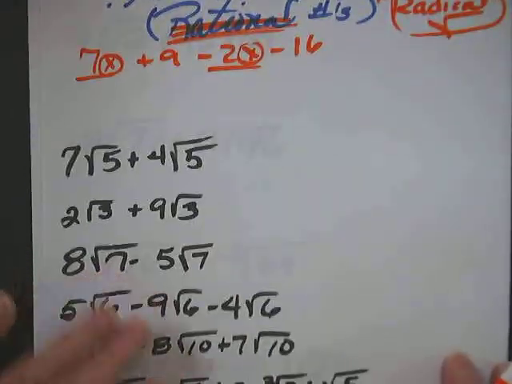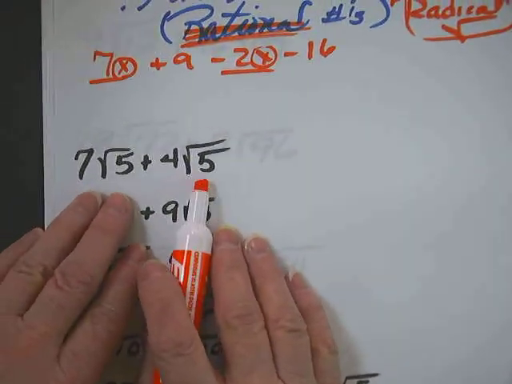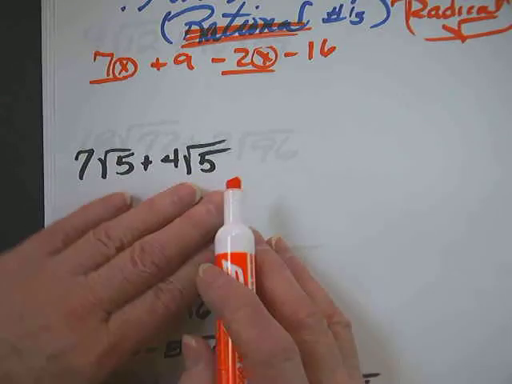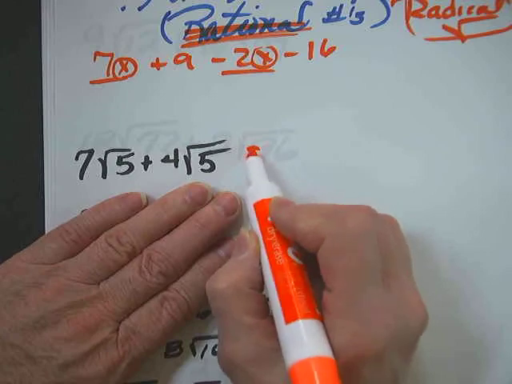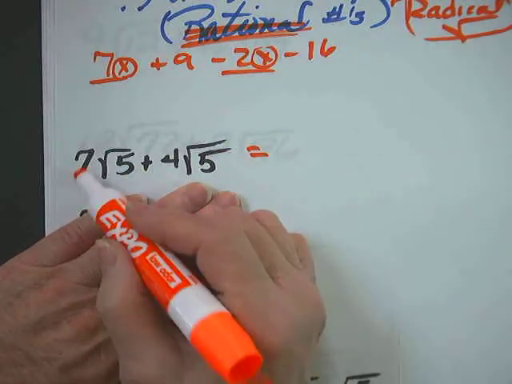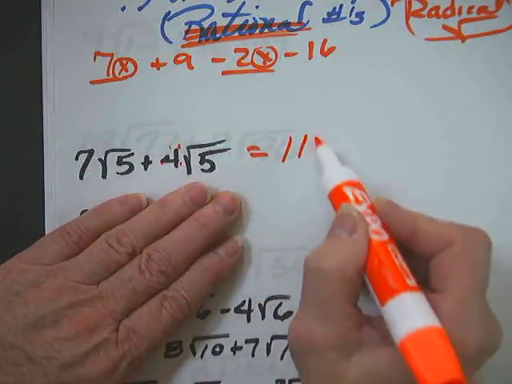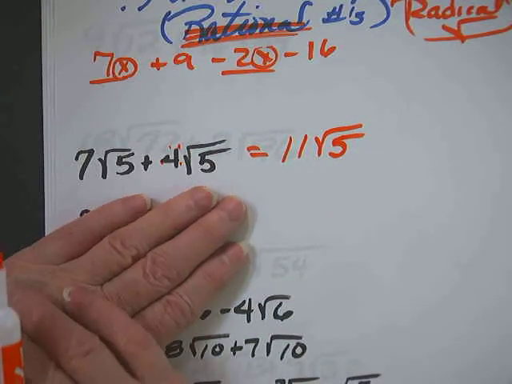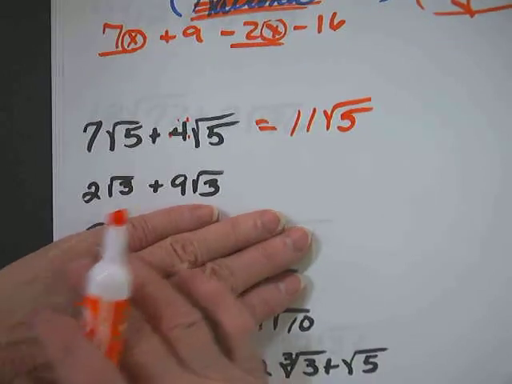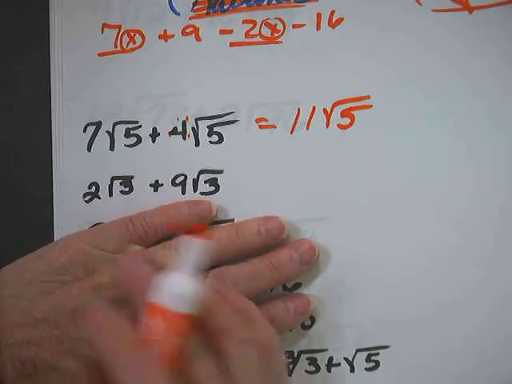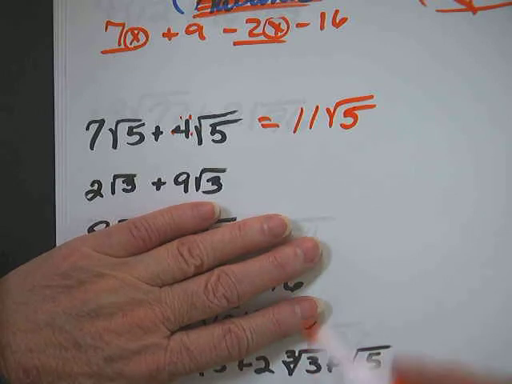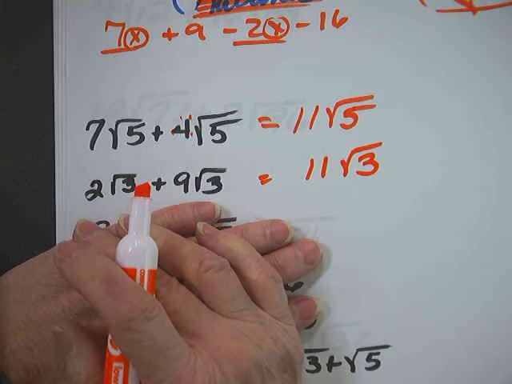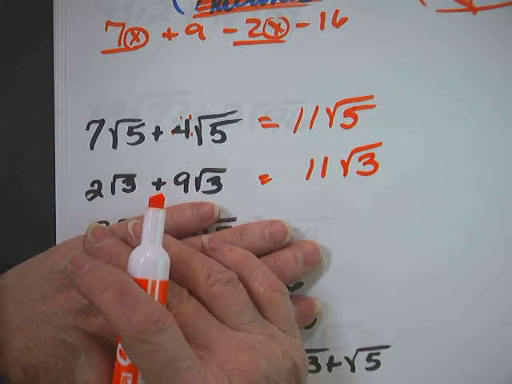So what we're going to do is jump into this. These are like terms, aren't they? Okay? So if you have 7 square root of 5 plus 4 square root of 5, what do you have? 7, 8, 9, 10, 11 square root of 5s, right? Okay? Like terms. We have 2 and we have 9. So we have a total of 11 square root of 3s.